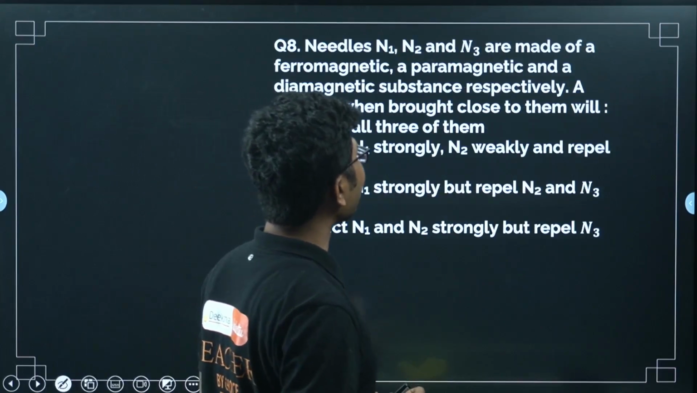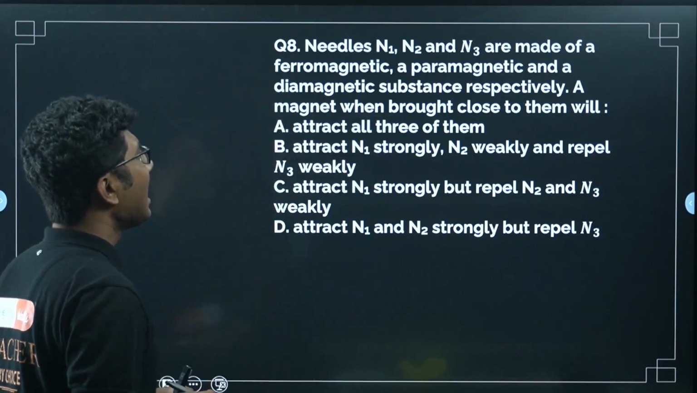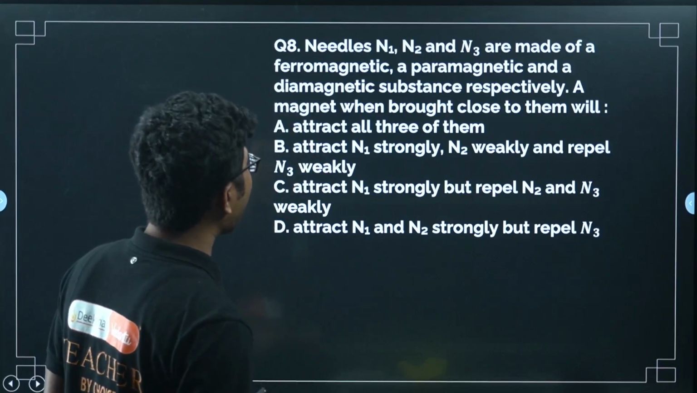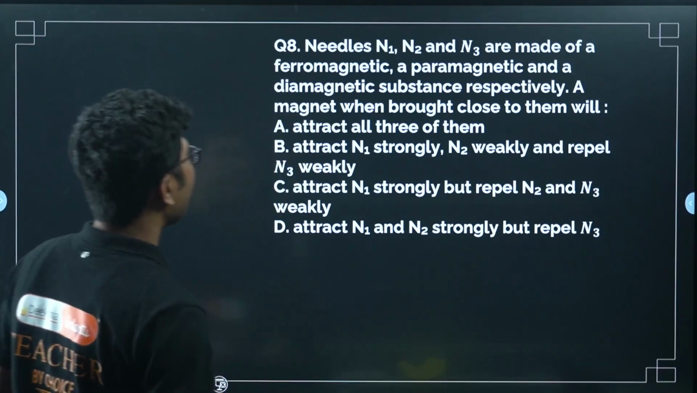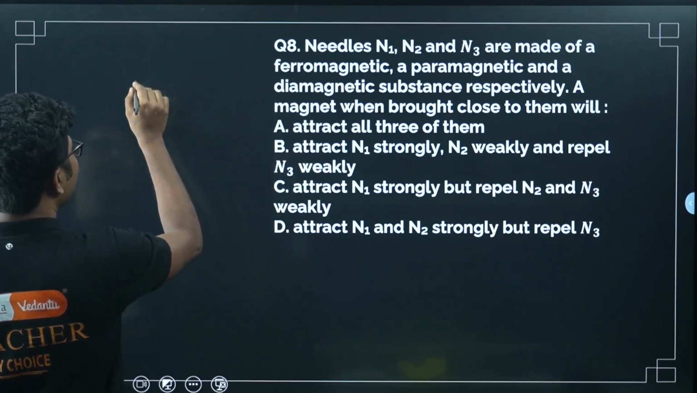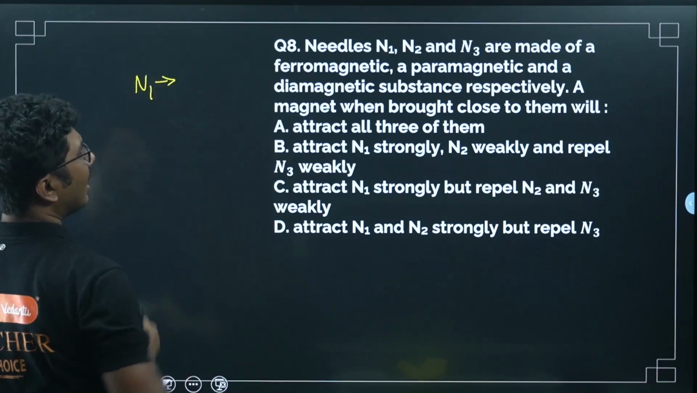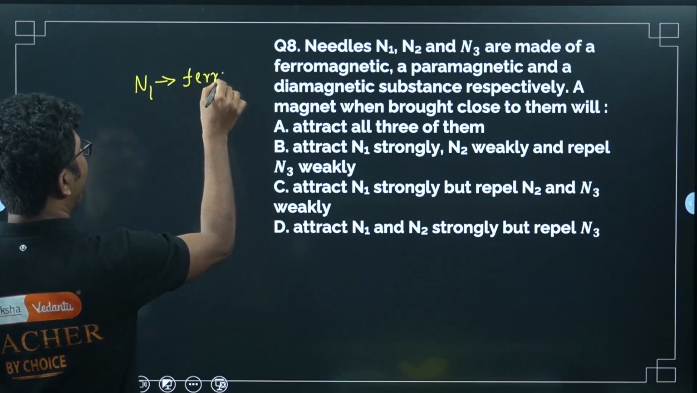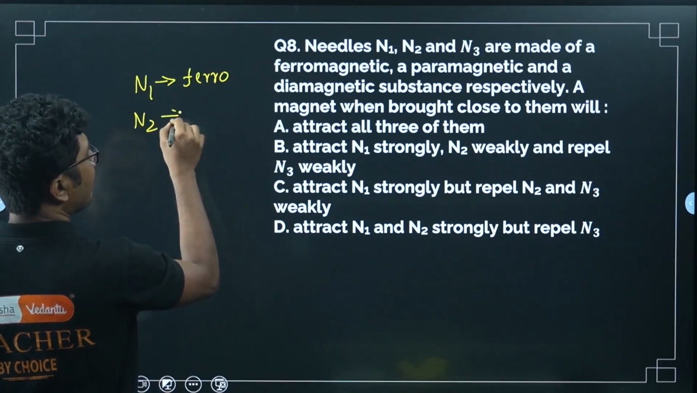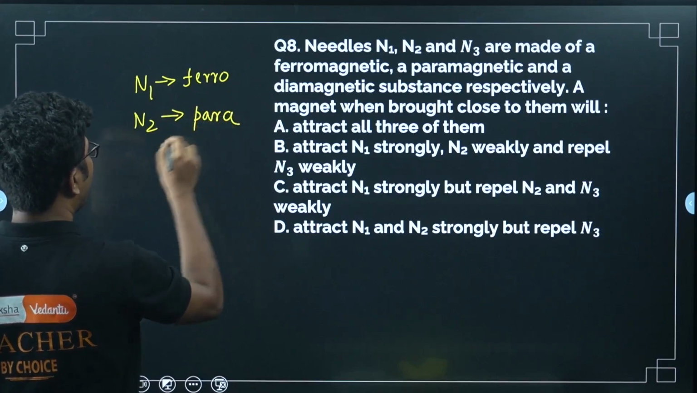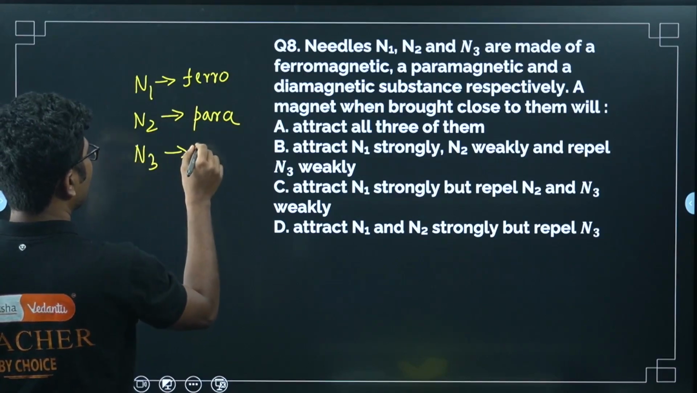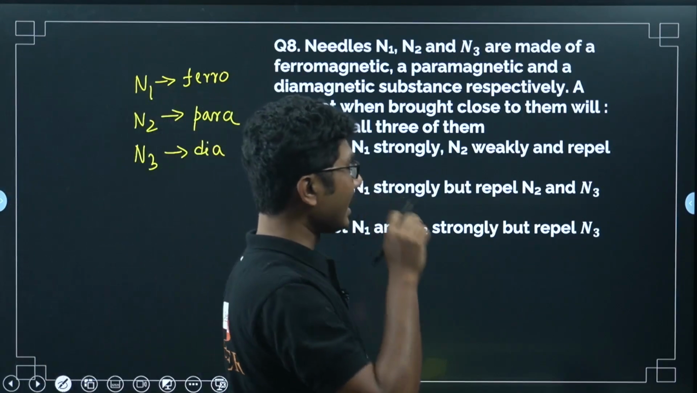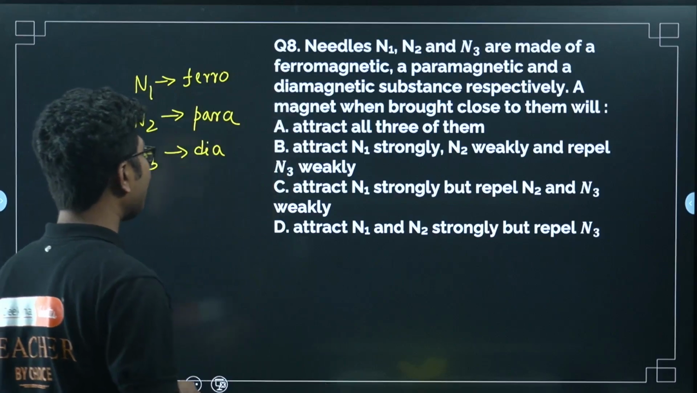Needles N1, N2 and N3 are made up of a ferromagnetic, a paramagnetic and a diamagnetic substance respectively. A magnet is brought close to them. So let us identify them one by one, that will be helpful. N1 is ferro, N2 is para and N3 is dia. Don't get confused, write it down. You have enough time. This is only a small thing that you are writing. Now they have asked what will happen when a magnet is brought close.